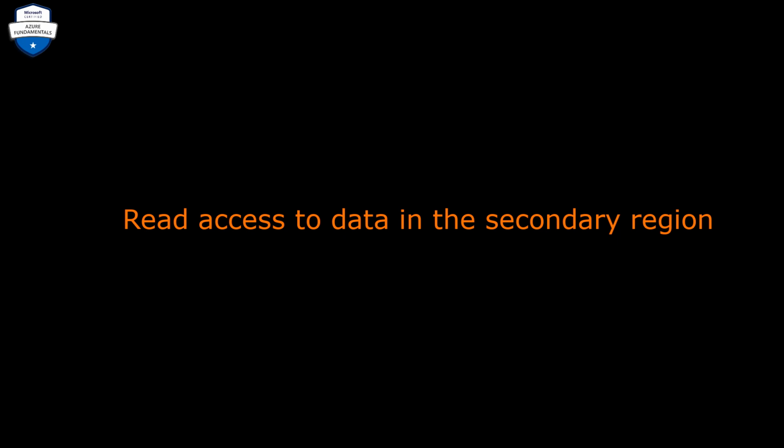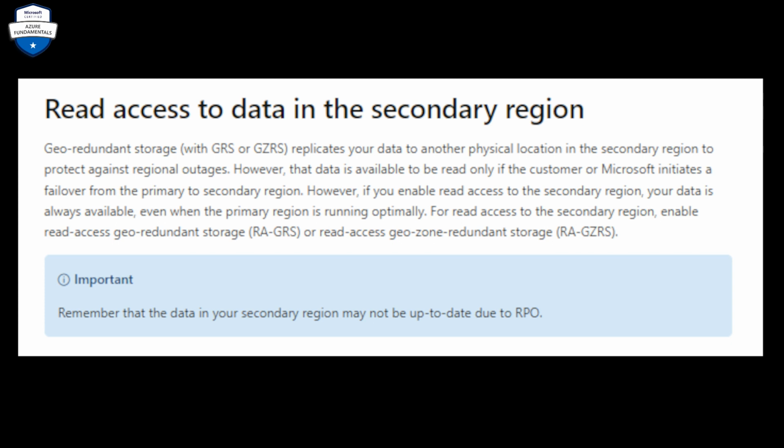Read access to data in the secondary region. Geo-redundant storage, with GRS or GZRS, replicates your data to another physical location in the secondary region to protect against regional outages. However, that data is available to be read only if the customer or Microsoft initiates a failover from the primary to secondary region. However, if you enable read access to the secondary region, your data is always available, even when the primary region is running optimally. For read access to the secondary region, enable Read Access Geo-redundant Storage, RAGRS, or Read Access Geo-zone-redundant storage, RAGZRS.